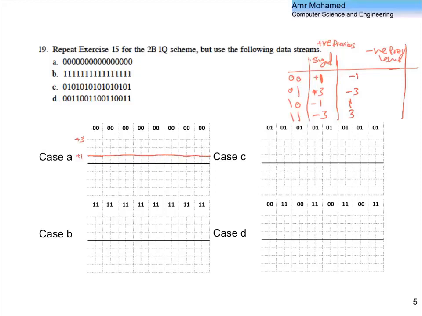With 1, 1, it was positive. Then with 1, 1, we go negative to minus 3. So this is minus 3. Then 1, 1, and it's negative. So we go positive plus 3. Then it's positive, then we go negative. Minus 3 plus 3, minus 3 plus 3, and so on.